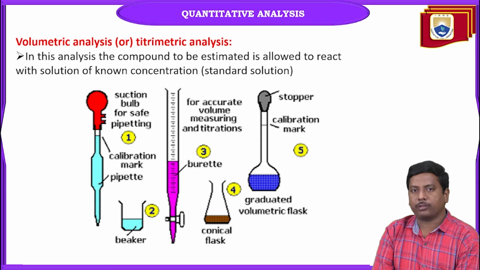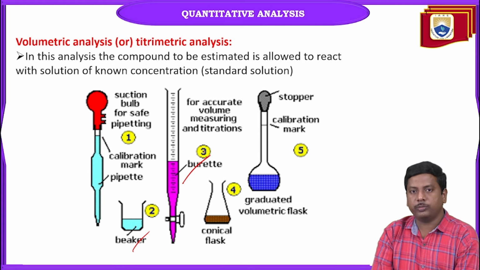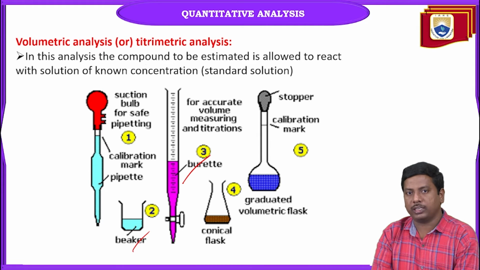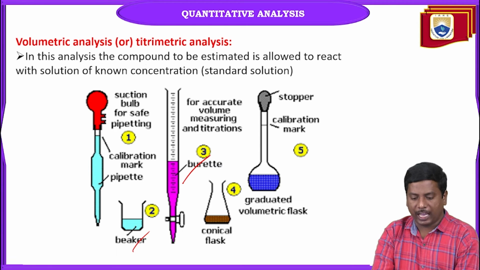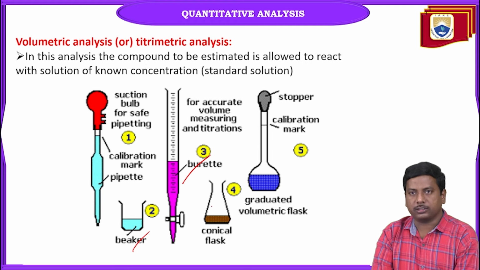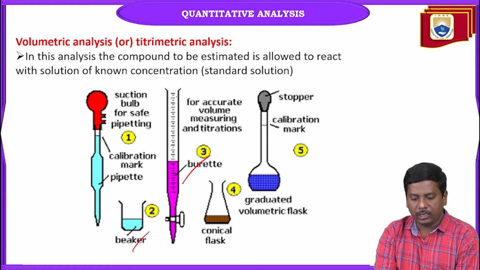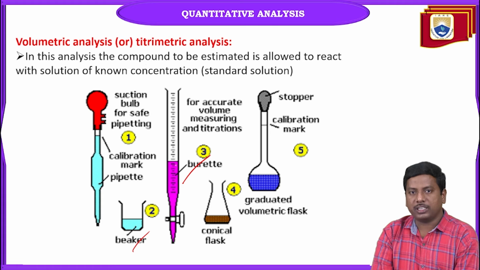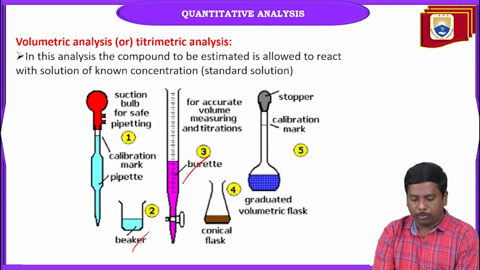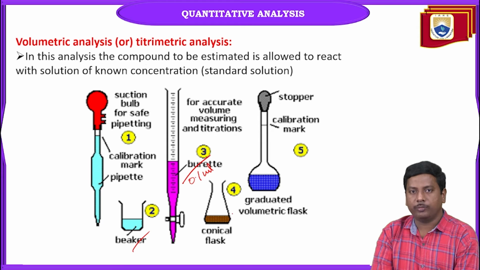And the second important equipment used in volumetric analysis is the beaker. This beaker is applicable for collecting the solution or transferring the solution from one point to another point. And the third one is the burette. This burette plays a very important role in titrimetric analysis. The burette is for accurate volume measuring and titrations. There are successive markings, and we measure in the range of 0.1 ml. So that is the accuracy of the burette.